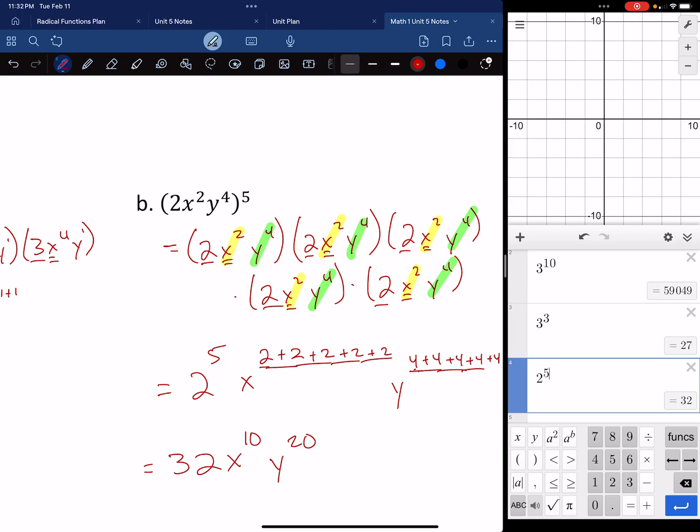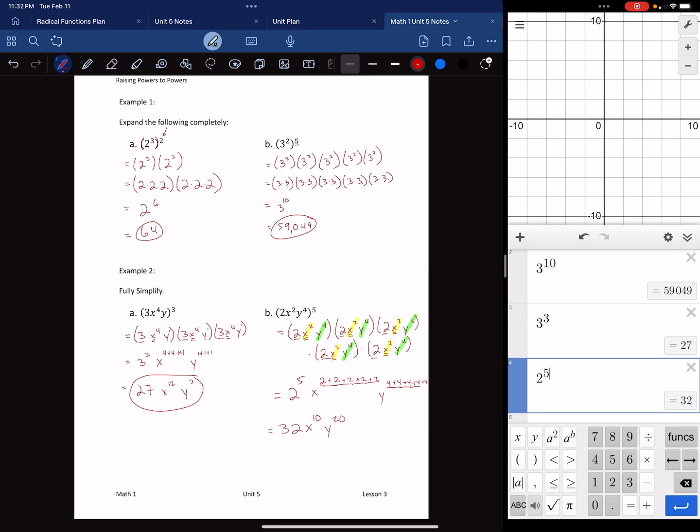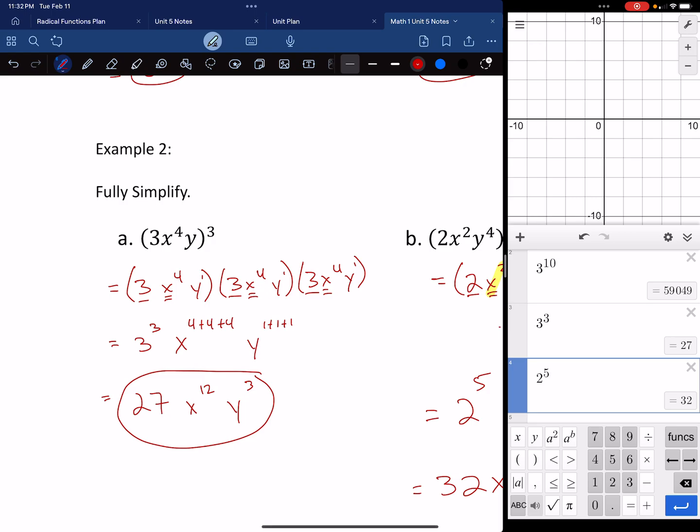So we started with y to the 4th to the 5th power, x squared to the 5th power, 2 to the 5th power, right? All of that to the 5th power, okay? We end up with 32 x to the 10th, y to the 20th. We started with 3 x to the 4th y, all to the 3rd power, and then we end up with 27 x to the 12th, y to the 3rd, okay? So what we're going to do now is we're going to start including some more complicated problems.